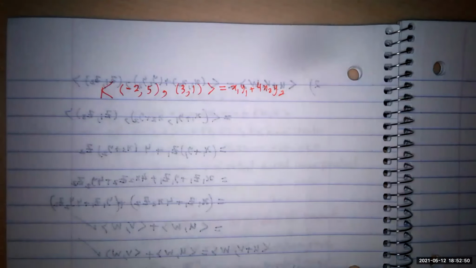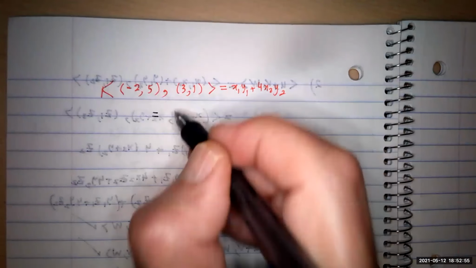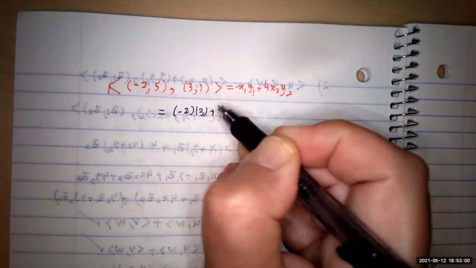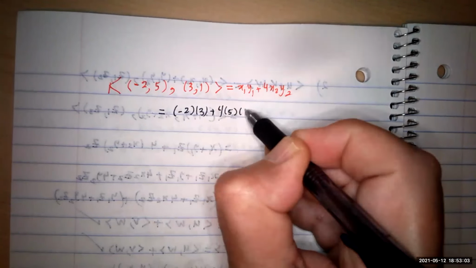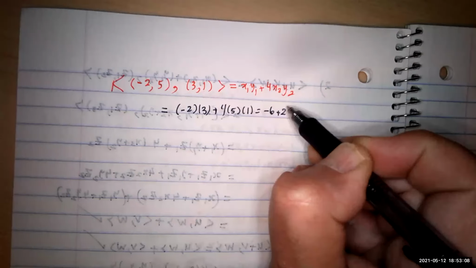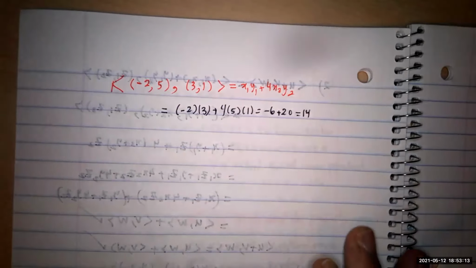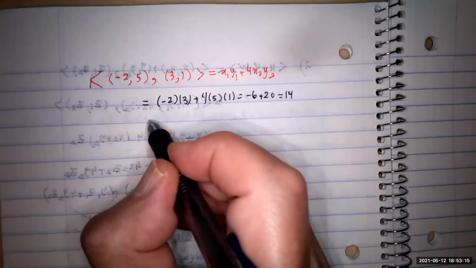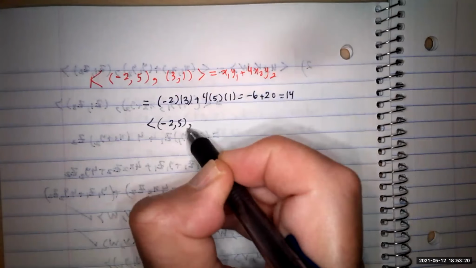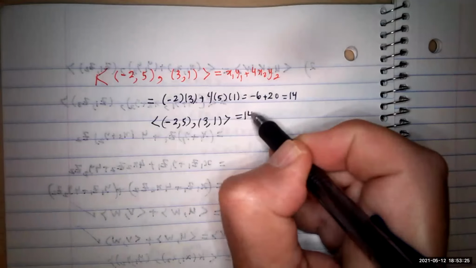So you just multiply them together. x1 y1 is going to be negative 2 times 3, plus 4 times 5 times 1. So that gives you negative 6 plus 20. The result is going to be equal to 14. So the product of these two vectors is equal to 14.